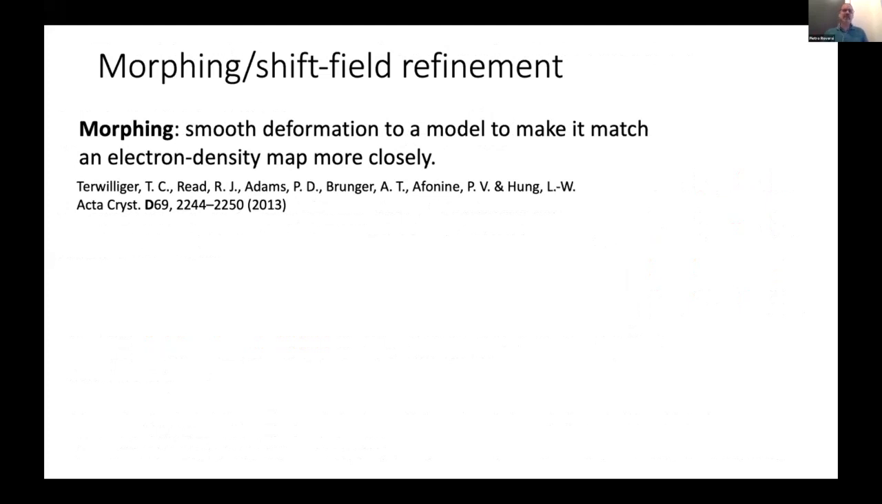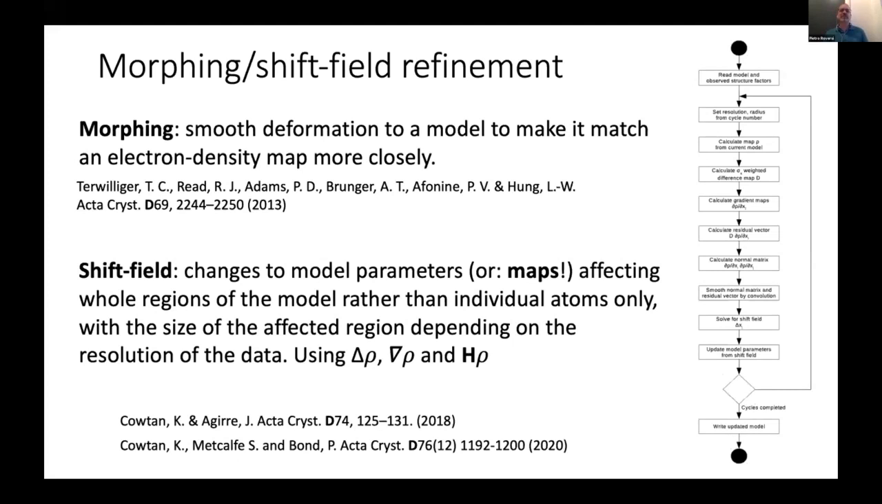So recently, or not so recently in the case of this one, alternative approaches have been tried to avoid or to address these problems. And in particular here, I want to point you to this work by Jon Agirre and Kevin Cowtan, who, using difference maps, gradient and Hessian of the electron density with respect to the parameters, propose a different approach that can actually work also to change maps directly rather than atoms.